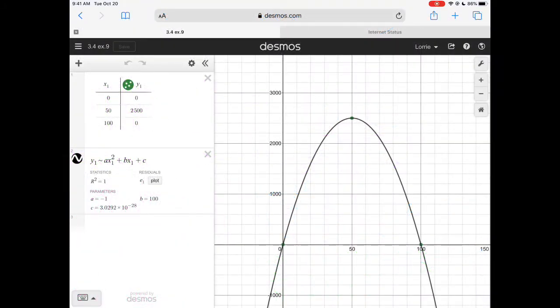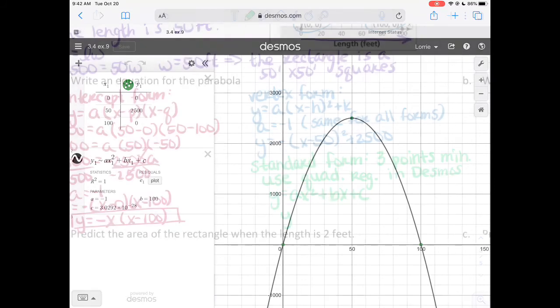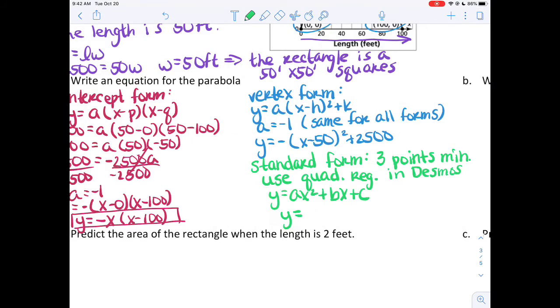Putting my 3 points into a table in Desmos and asking Desmos to do the quadratic regression for me, I get an A value of -1, a B value of 100, and a C value, well, we're just going to call that 0. Anytime you have something times 10 to the -28th, it's effectively 0. Using the information from Desmos, we have that y was equal to -1, but we don't usually write the 1, so negative x squared plus 100x.